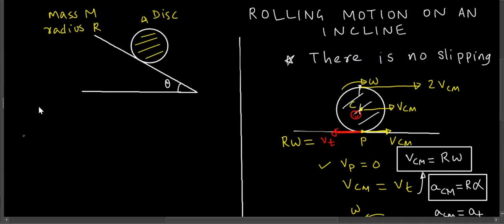Now let's pretend that there is no friction. Suppose you keep this round object on the incline. If there is no friction, how do you think the object would move? It will slip. It will simply slide, right? And if you are moving with the center of mass of the disk, you don't see any rotation. So this is important. No friction means no rotation.